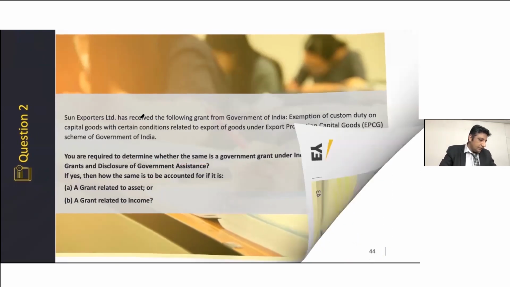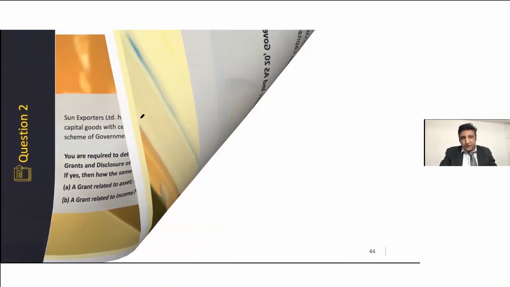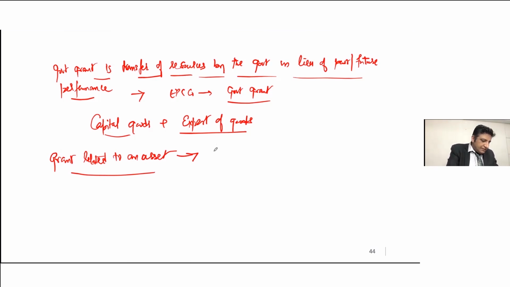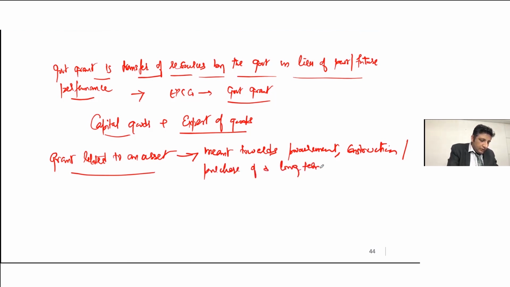So use capital goods as the wording, and of course the expectation of goods in the future. Now, importantly, when you look at the definition of what is a grant related to an asset, let's talk about that now. We say that something which is meant towards procurement, construction, or purchase of a long-term asset, something which is meant for creation of a non-current asset.